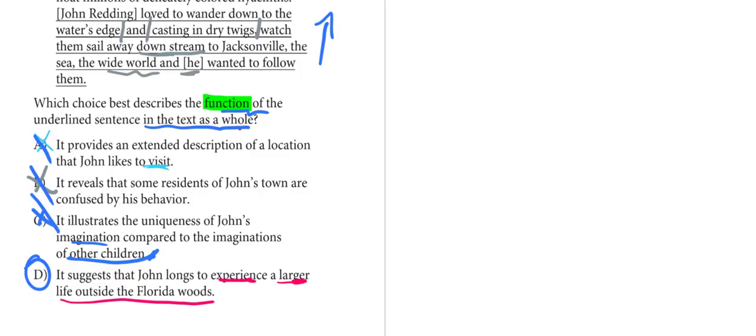Why? Because this underlined section tells us that he sits next to the river and keeps throwing some twigs and watches them as they go far away, and watches if he could follow them to the sea, to the town, and even to the whole world. So this tells us that he longs to experience a larger life outside this specific place.